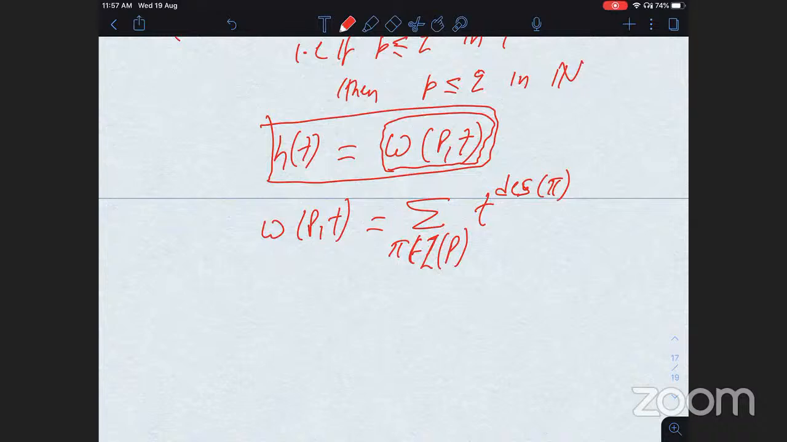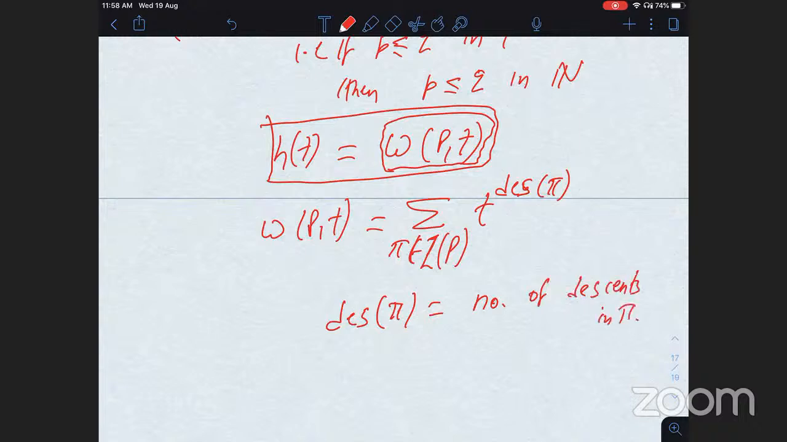And then for a particular permutation, the descent of pi is the number of descents in the permutation pi. So then we count this. This is how it is defined. So if P is an anti-chain, then W_P(t) is actually equal to the Eulerian polynomial.